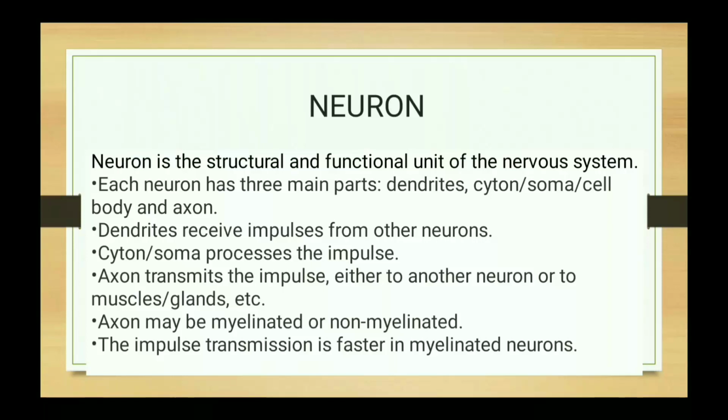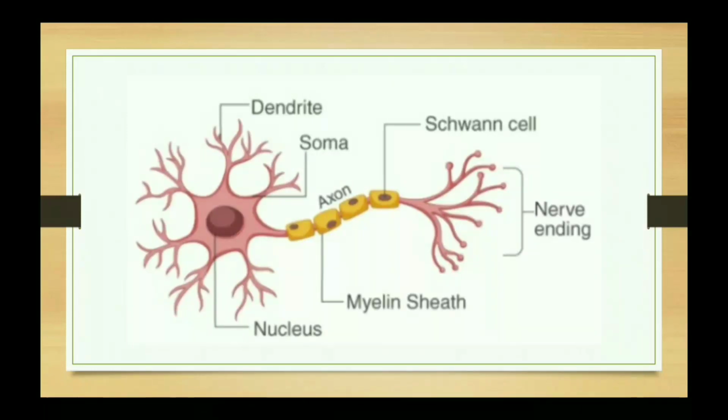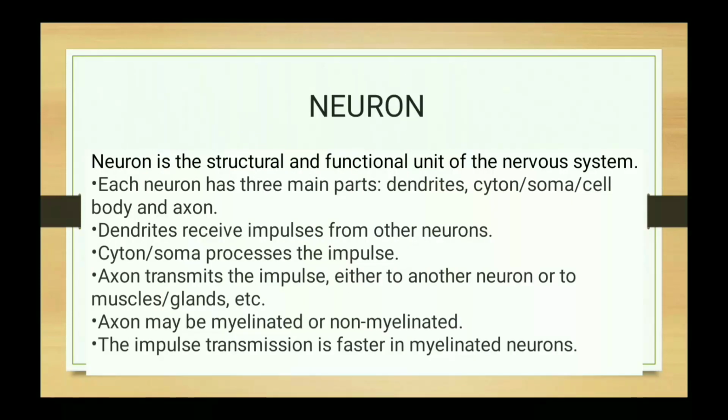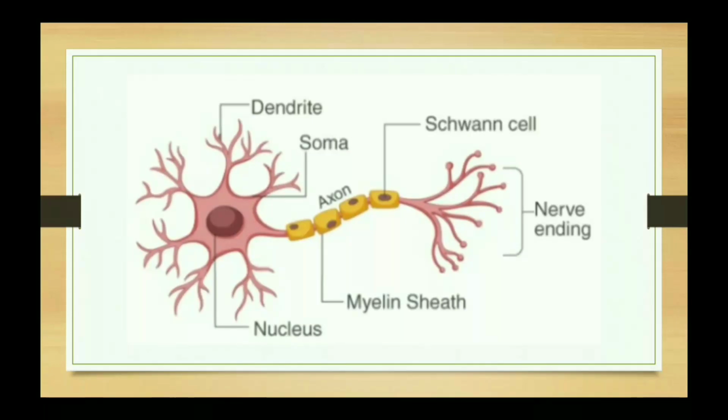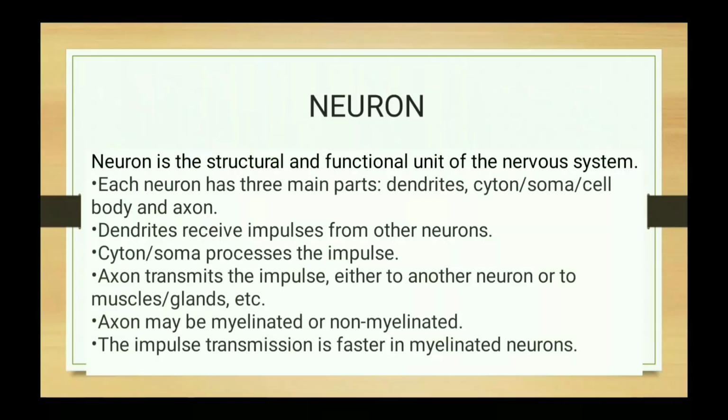Dendrites receive impulses from other neurons. Here you can see the dendrites. Then the cyton or the soma processes the impulse. Here is the cyton, also called the soma. Then the axon transmits the impulse either to other neurons or to muscles or glands.